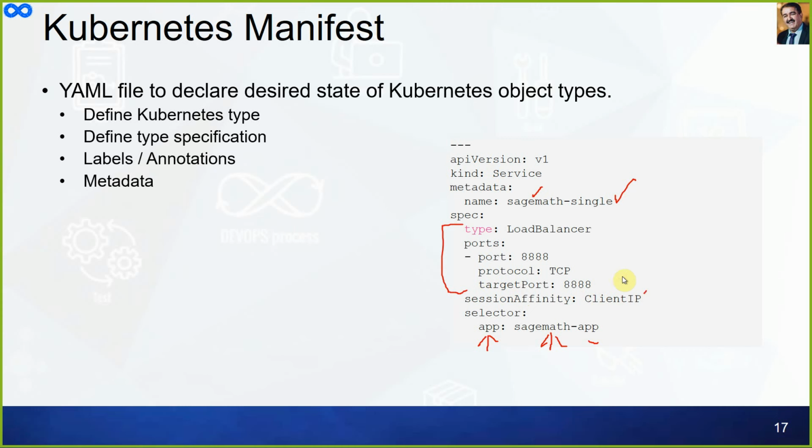Session affinity, client IP, ports 8888, protocol TCP, target port 8888. We'll discuss that later, because of the dedicated session on the service. Right now our focus is to understand the manifest file, not the service, to be honest. I'm just explaining it as a use case, because I'll be talking about all the types of resources we are going to create in Kubernetes. This is one simple example.